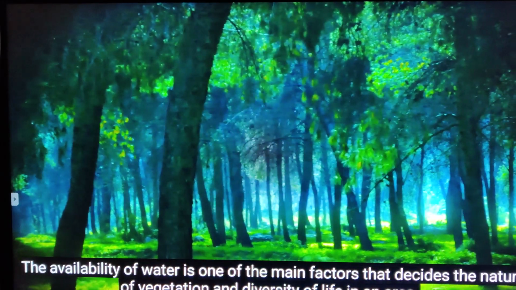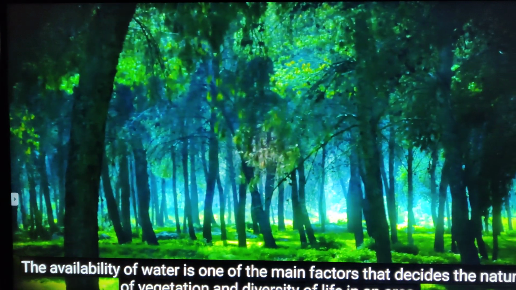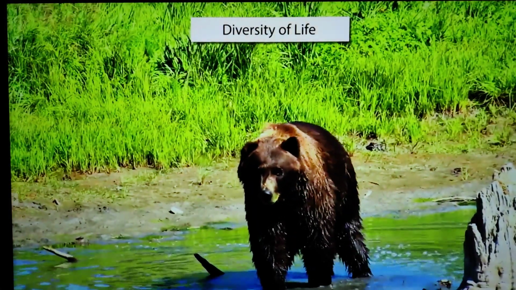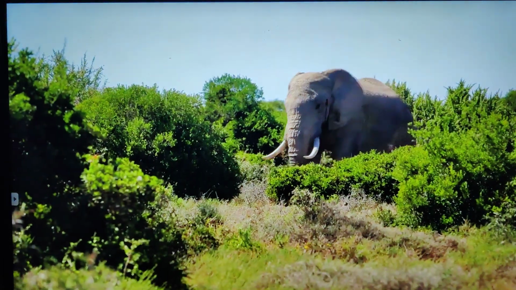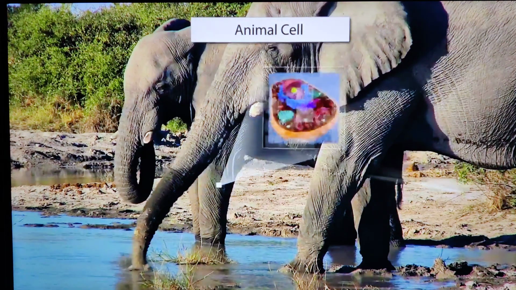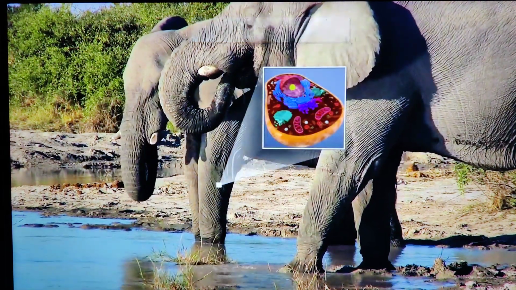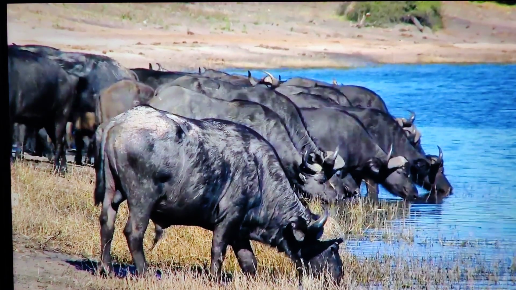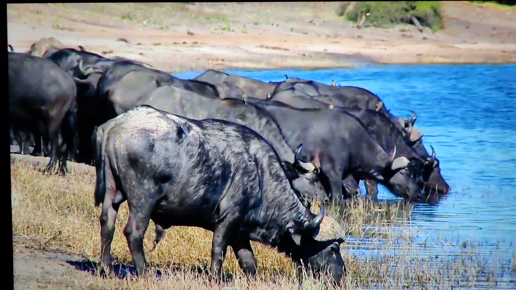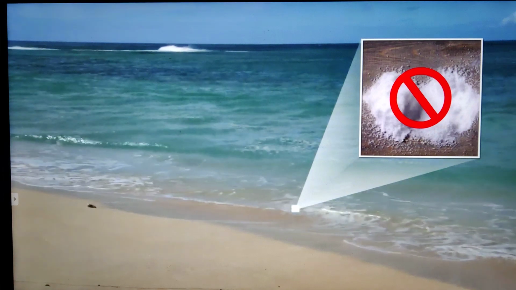The availability of water is one of the main factors that decides the nature of vegetation and diversity of life in an area. Water is essential for the survival of plants and animals, as cellular processes take place in a water medium. Terrestrial animals require fresh water to live. These animals cannot tolerate the high amounts of dissolved salts in saline water.